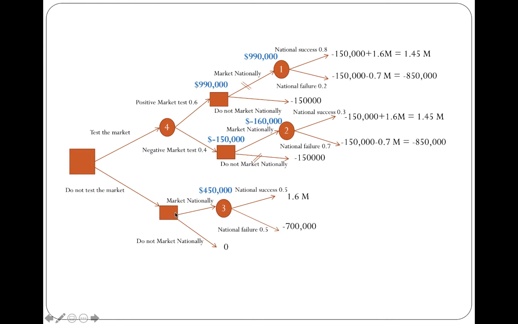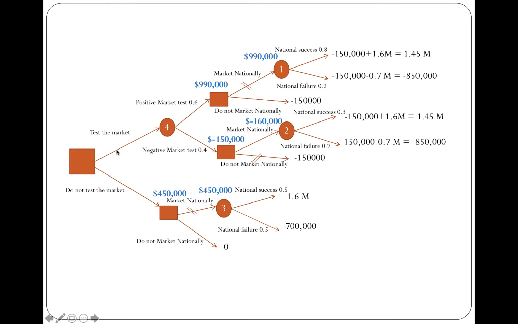And similarly here, now that we know the value of these two decisions, we can find the best decision if we are ever at this decision making node. So comparing $450,000 for marketing the product nationally against $0 for the profit if we do not market nationally, we go with marketing the product nationally, and the value of this decision making node will be $450,000.